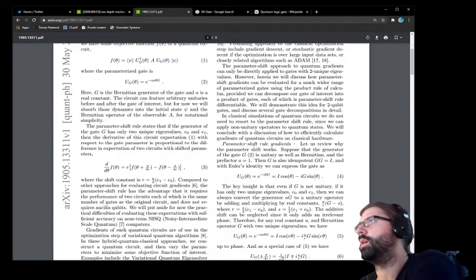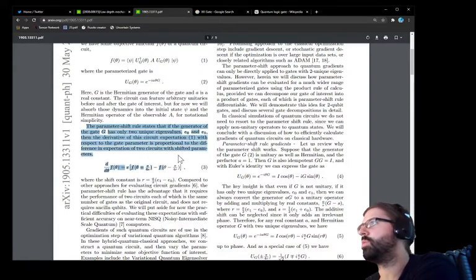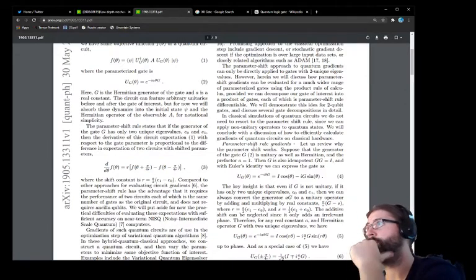The Parameter-Shift Rule states that if the generator of the gate G has only two unique eigenvalues, E0 and E1, then the derivative of the circuit expectation with respect to the gate parameter is proportional to the difference in expectation of two circuits with shifted parameters. So at least here it's put in a neat way. You've got the general formula in here.